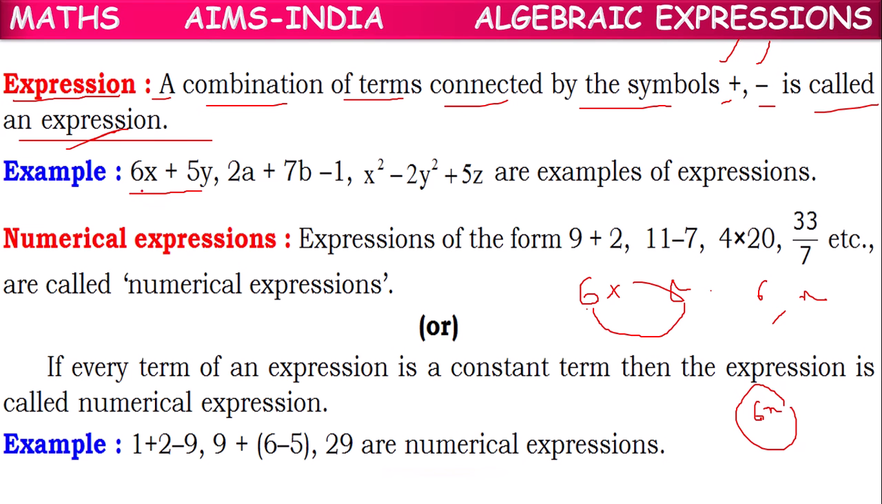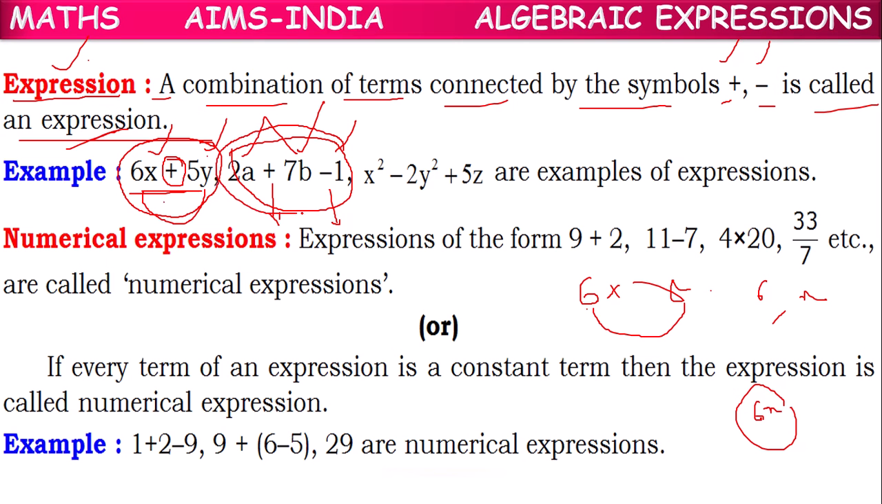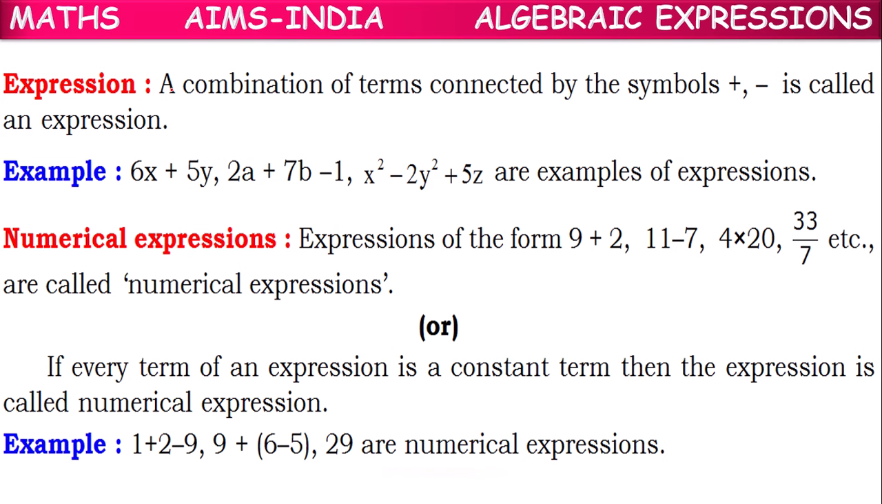So 6x plus 5y. 6x is a term, 5y is a term. Both are combined by the mathematical operator plus. So this entire combination, 6x plus 5y, will be considered an expression. Or if you take this example, you have three terms, 2a, 7b, minus 1. They are combined by the operators plus and minus. So this combination is an example of an expression.